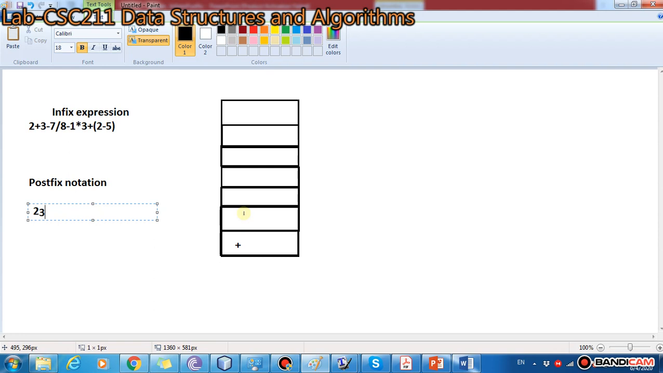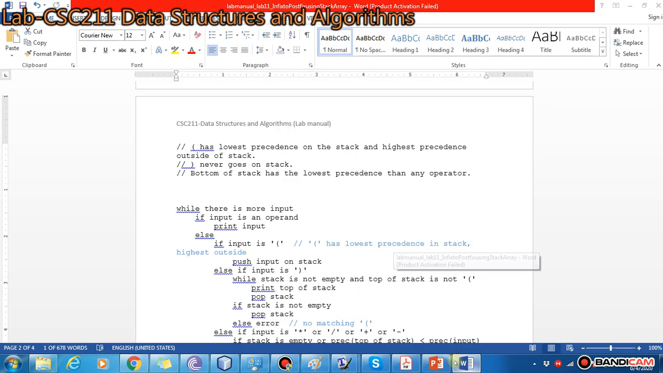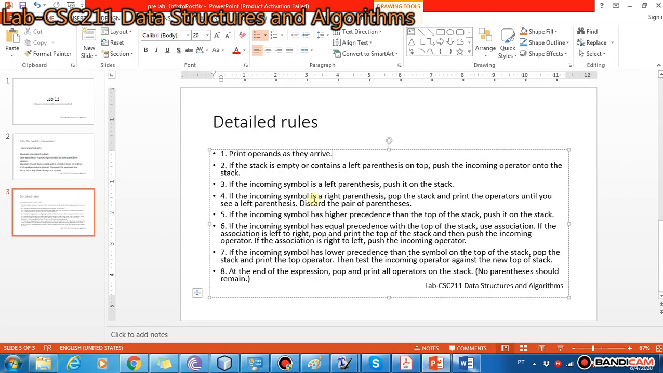So that should be known and understood already. Okay, so now the stack is not empty, and rule number 3 says that if the incoming symbol is a left parenthesis, which is an opening parenthesis, push it on the stack. But now we have a minus operator, which is not a left parenthesis.